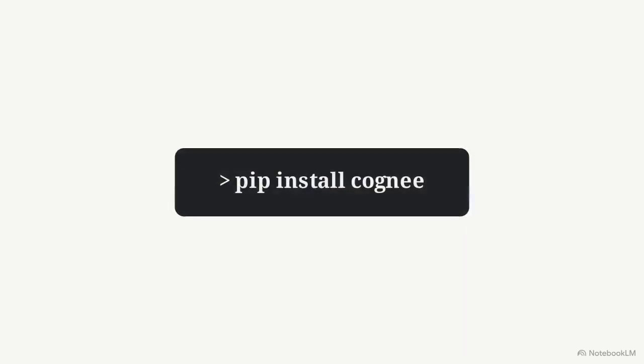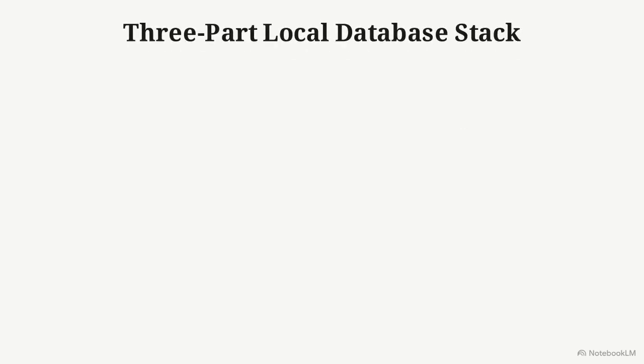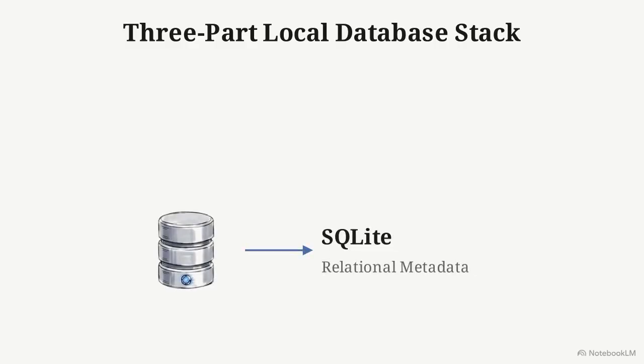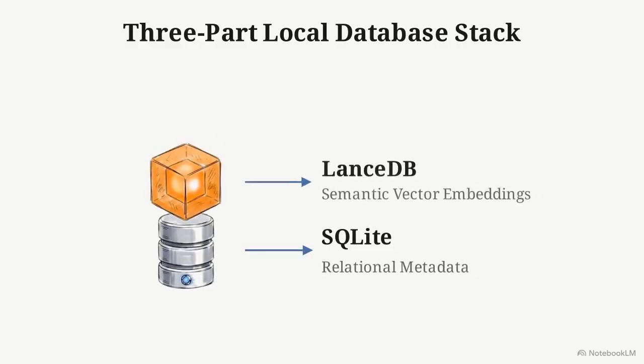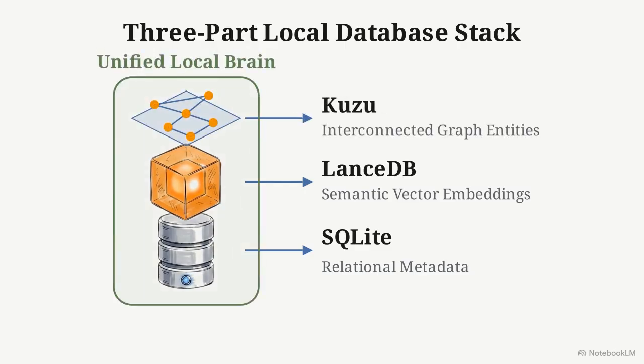This diagram breaks down what that single installation command actually builds. Cognee deploys a 3-part local database stack. SQLite handles the relational metadata, LanceDB stores the semantic vector embeddings, and Kuzu manages the interconnected graph entities.